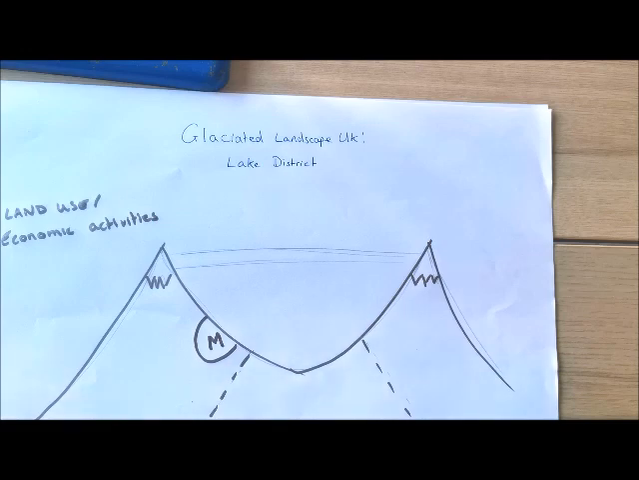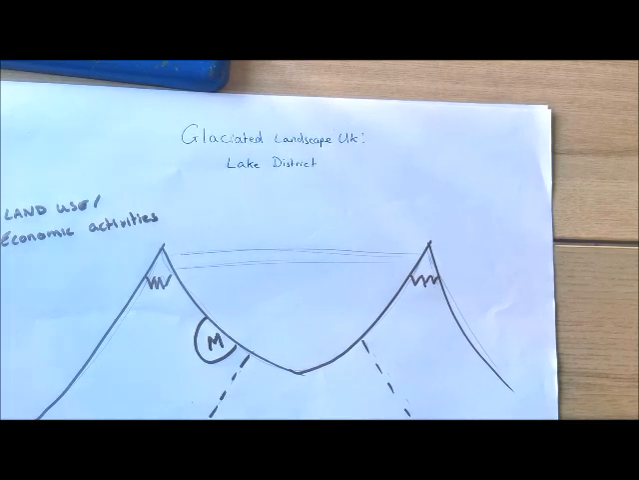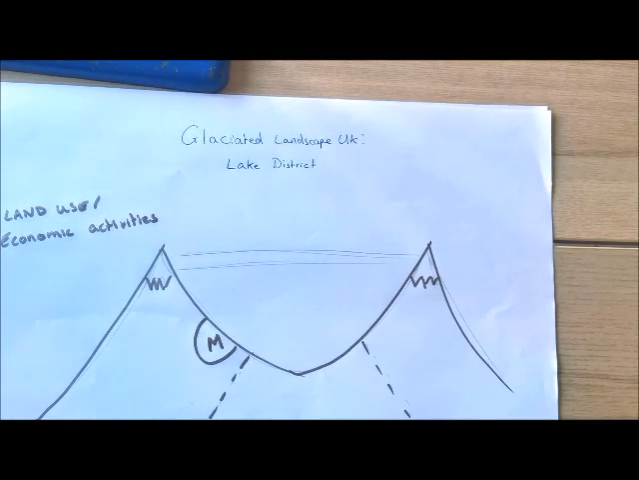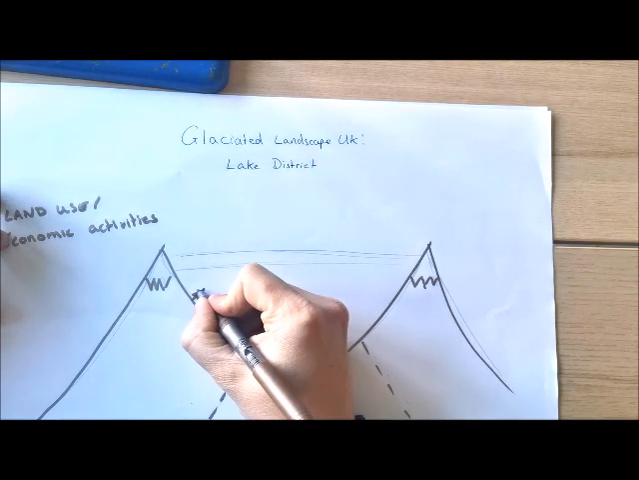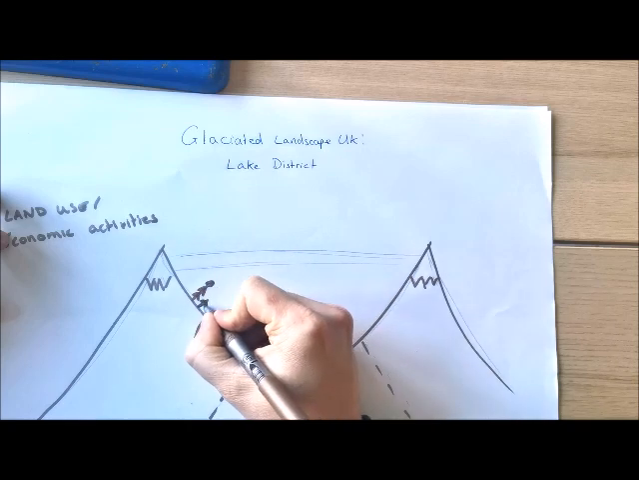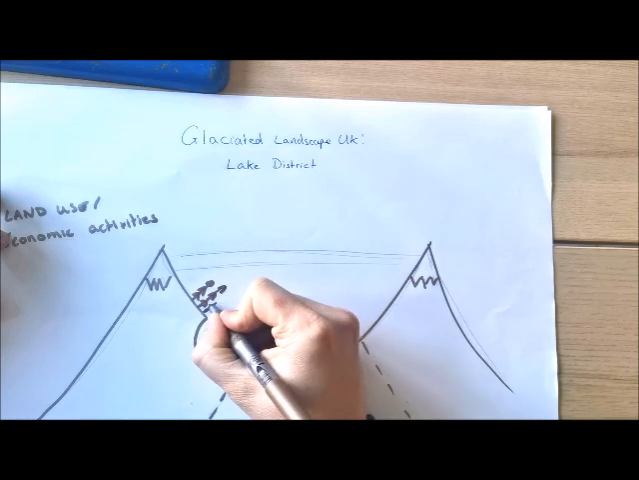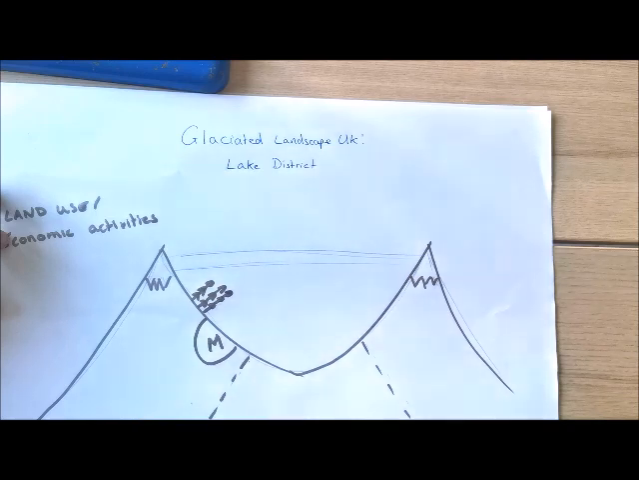Particularly for things like slate. We're actually going to have a look at an example of how a slate mine in Honister has adapted to try and increase its income over recent years. One of the other major economic activities is forestry, particularly things like evergreen conifer plantations. The climate works very well for those.